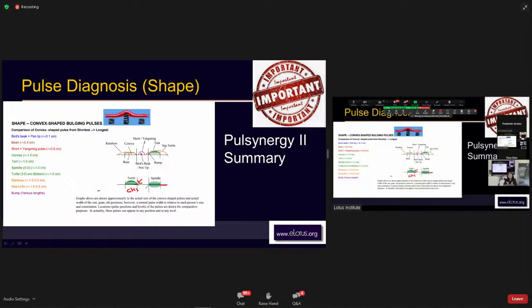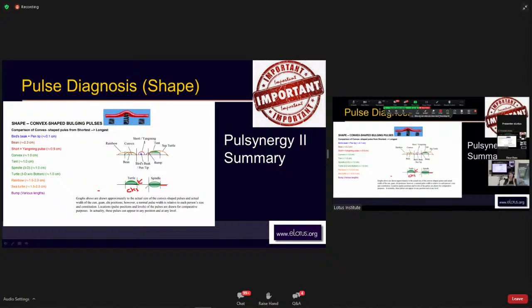Spindle pulse and sea turtle pulse and rainbow pulses are bigger than convex pulses. Okay, so convex pulses only occupy the space of the position. Chun, Guan, Ci.